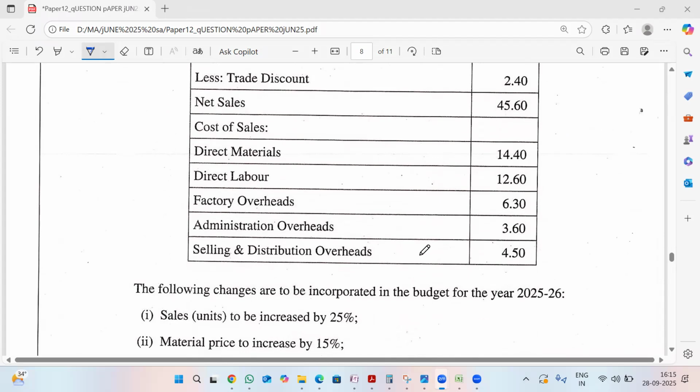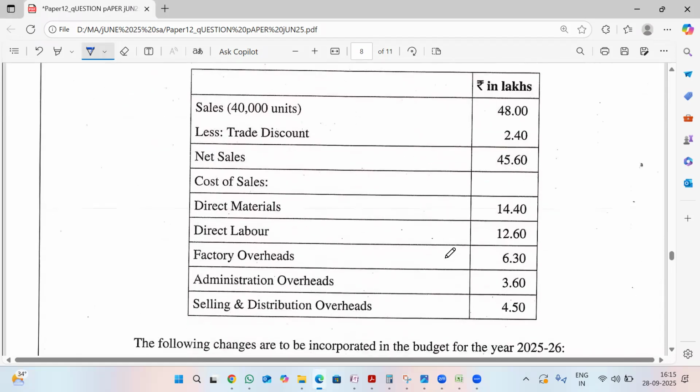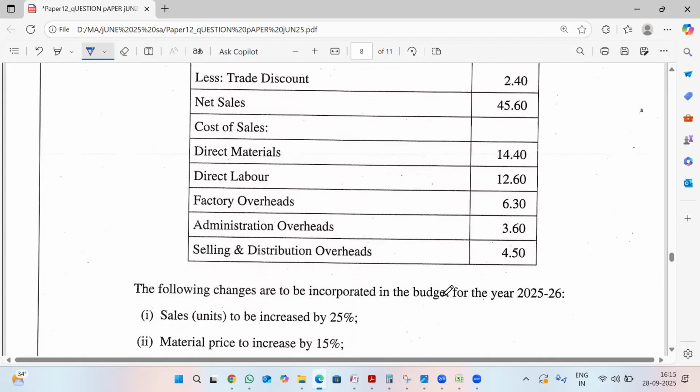The following changes ought to be incorporated. So, they have given 31st March 2025 data. That means actuals. Now they are giving budget for 25-26. This means estimate. So we have sales to be increased by 25%. So units is going to increase, not selling price. So units going to increase.